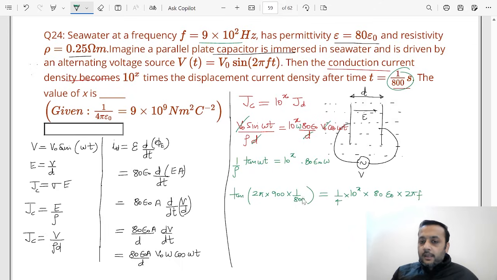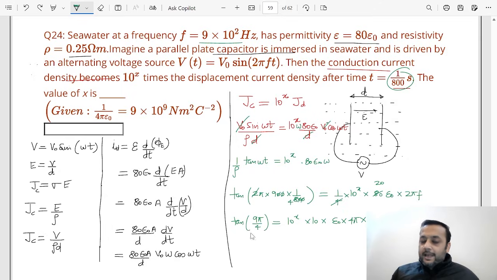Now see, this 0 will get cancelled. This becomes tan of 9 pi by 4. Here if you see, this 4 and this will become 20. And this you can write as 10. 20 we can break into 2 into 10, and 10 I have already written, and the remaining 2, if you merge with this, this will become 4 pi. So epsilon naught into 4 pi into frequency, which is 900.